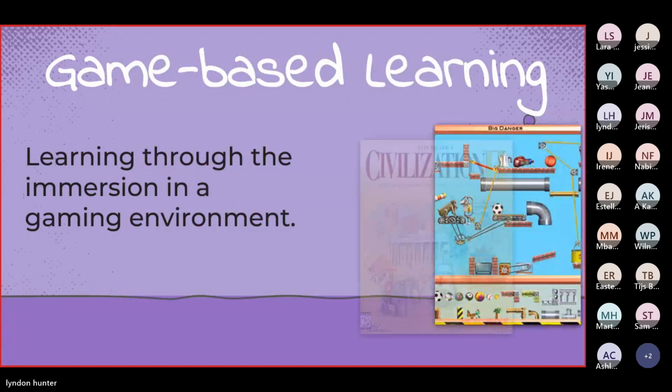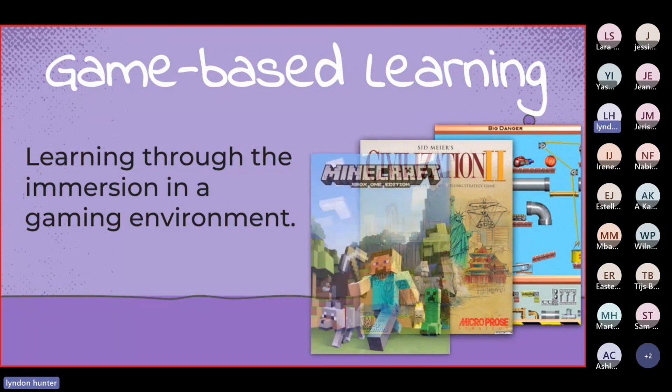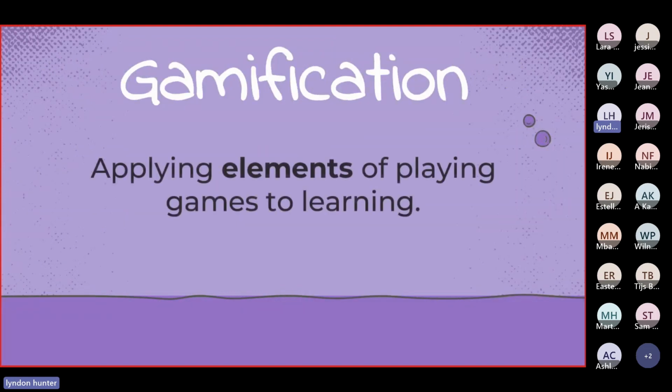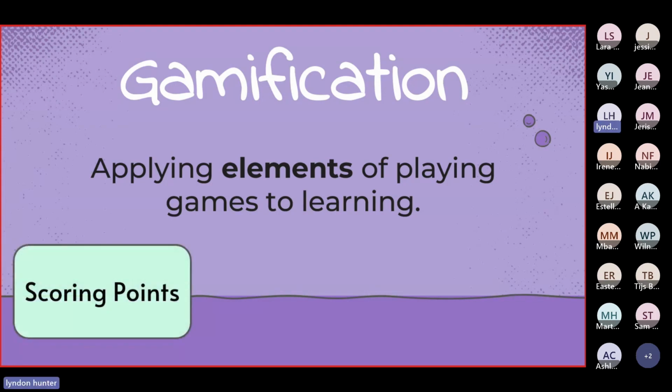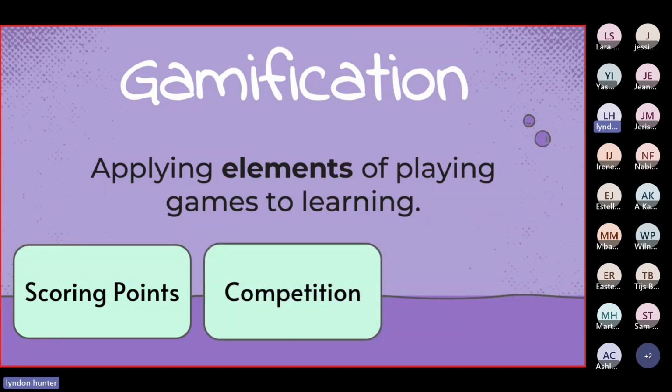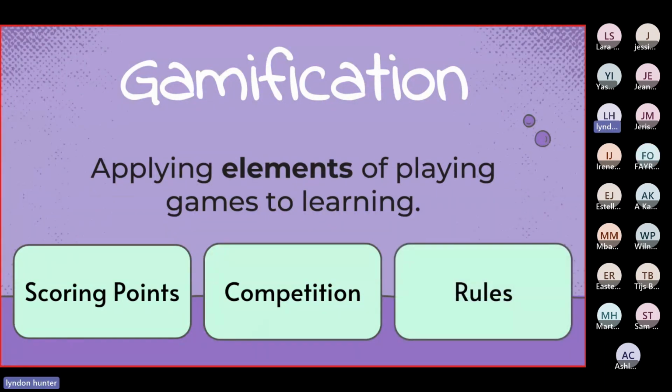So I'm just going to skip this part. This is all games. So through gamification, we will be applying elements of playing games to learning. And that will be done through scoring points, competition, and competition is always good. And the rules. We have to abide by the rules if we want to apply the elements of playing games to learning. So colleagues, that is, in a nutshell, an explanation of what gamification is.